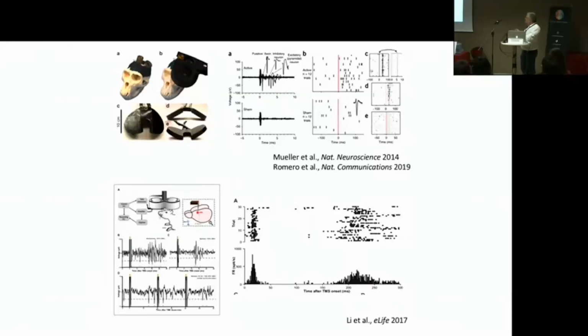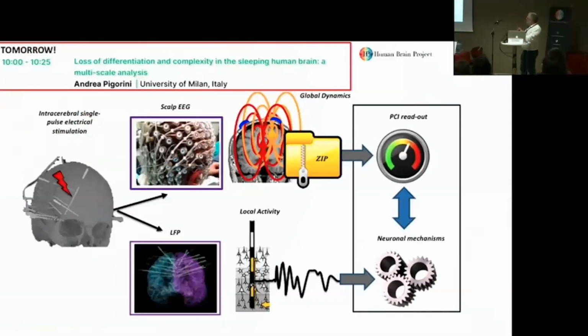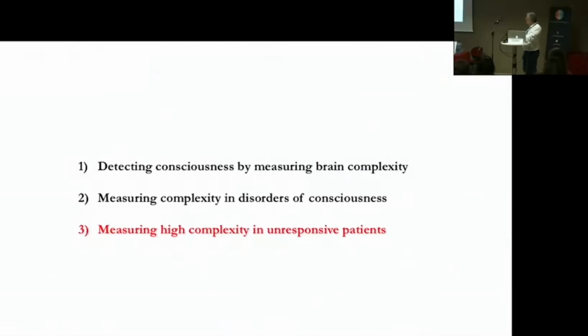And also, going back for a while to TMS, we need them also to understand what are the real targets of TMS in a living brain. And again, to understand mechanisms, we need an exploration across scales. And again, Andrea Pigorini will talk about that tomorrow in his talk. I'm just showing a few slides.